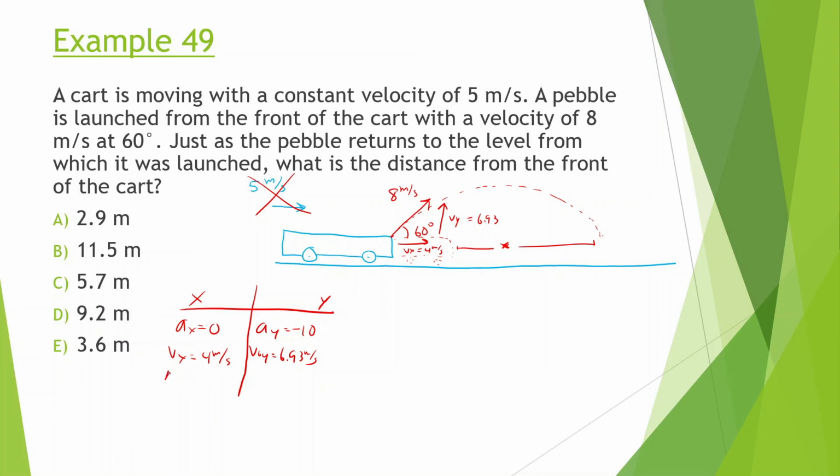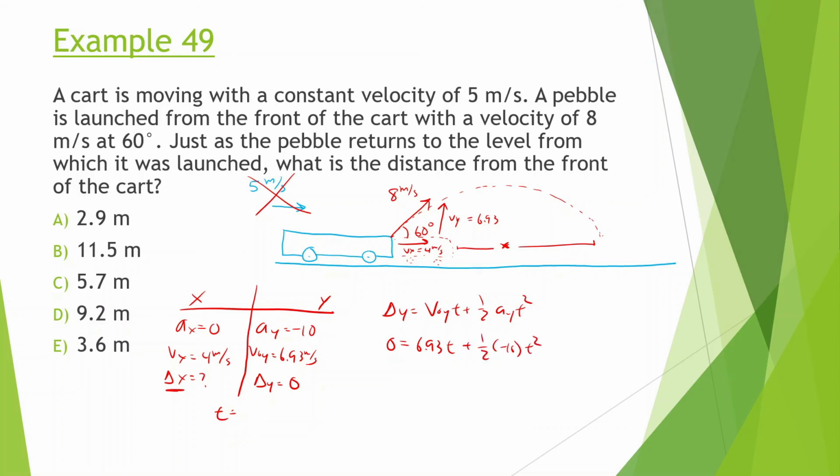And then what we're looking for is how far it goes in the X direction. What we should also know is when it returns to the same point, the displacement in the Y is going to be 0, because even though it goes up and down, it starts and ends at the same exact height. So we want to find this displacement in X, but we only have 2 things, but we can find time because that's going to be the same for both. So let's find that. Displacement of the Y equals V initial Y t plus 1/2 AY t squared. 0 is equal to 6.93 t plus 1/2 negative 10 t squared.